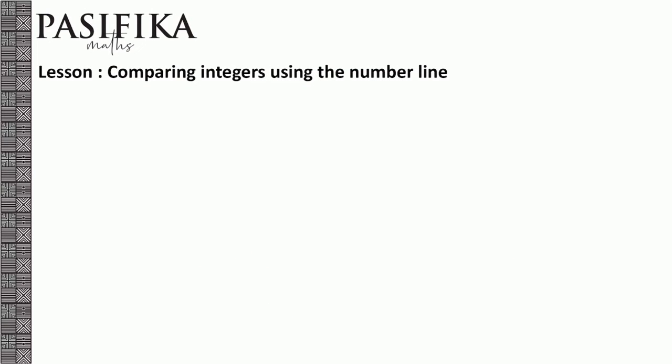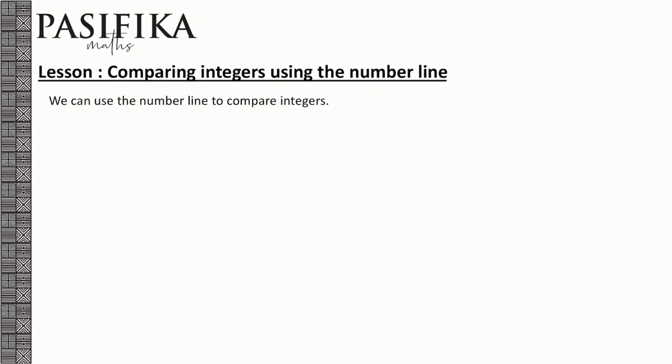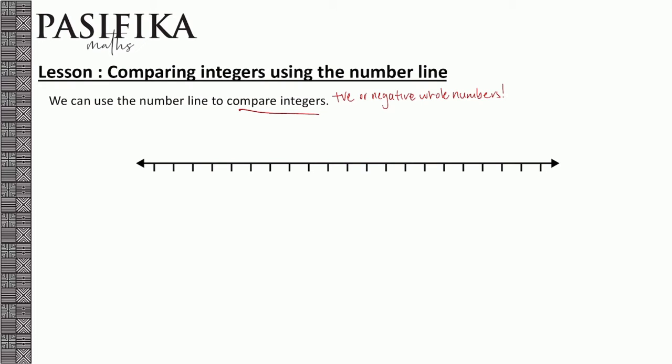In today's lesson, we are going to look at comparing integers using a number line. We can use a number line to compare integers. Now, just in case you've forgotten what integers are, they're positive or negative whole numbers.